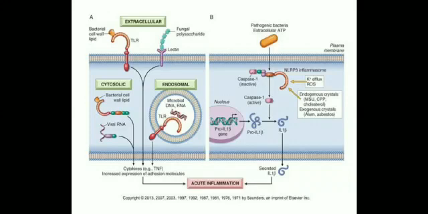You can see pathogenic bacteria and extracellular ATP are there. Inflammasome consists of a sensor protein, an adapter, and the enzyme caspase 1, which is converted from an inactive to active form. And then you can see they are playing their role in acute inflammation.